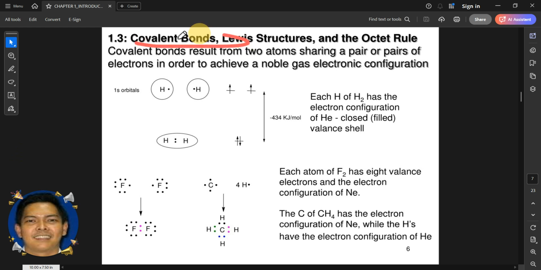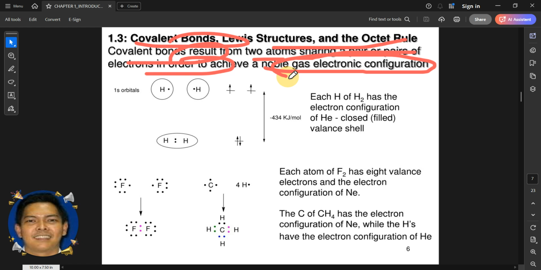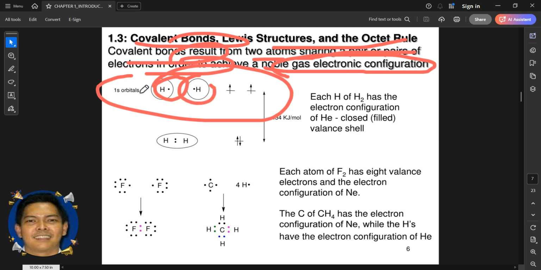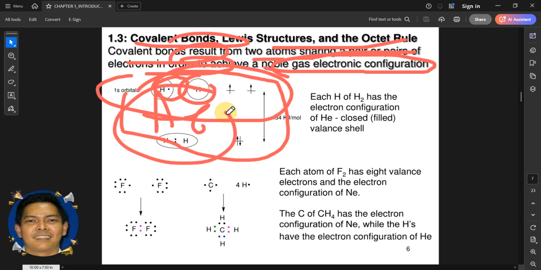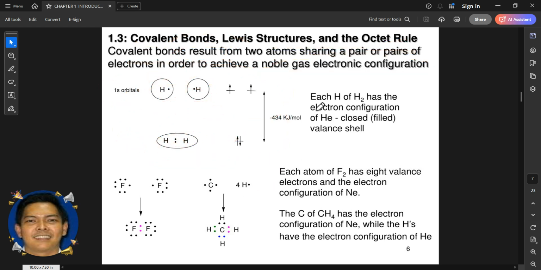Covalent bond. Okay, Lewis structure and the octet rule. A covalent bond results from two atoms sharing a pair of electrons in order to achieve a noble gas configuration. For the 1s orbital, each H of H2 has the electron configuration of He, closed and filled with valence electrons. You can see here, and the energy is about minus 434 kilojoules per mole.